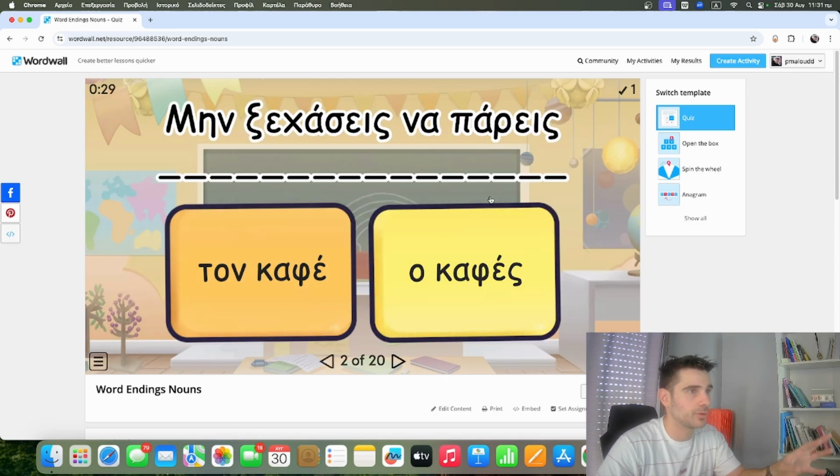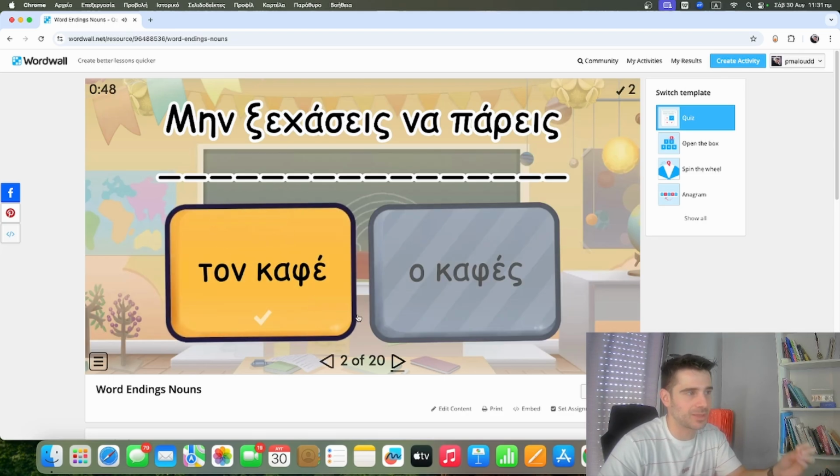Λοιπόν, πάμε στο νούμερο 2. Μην ξεχάσεις να πάρεις ο καφές or τον καφέ. Τον καφέ here, because most of the time the object of the sentence will be after the verb. So here we have the verb of the second sentence. So πάρεις, you is the subject. You take, what you need to take? The coffee, τον καφέ. That's why you use τον and not ο καφές.